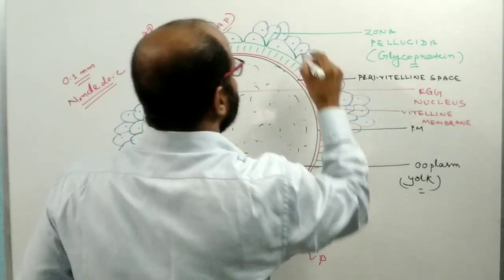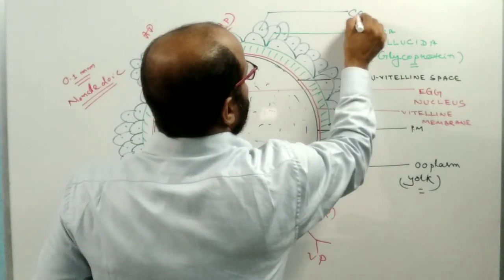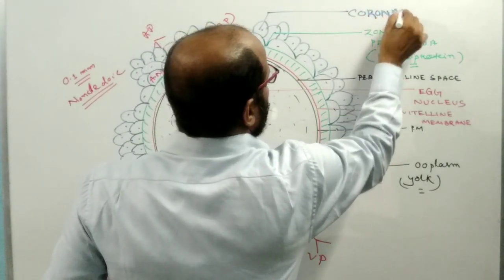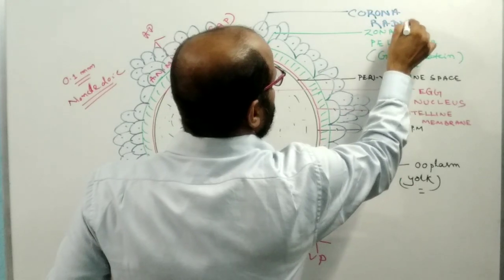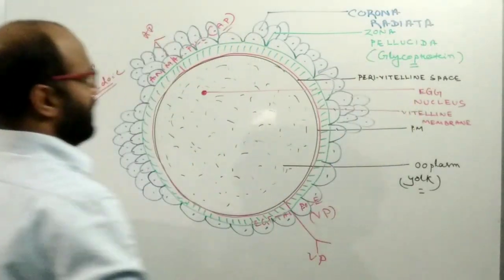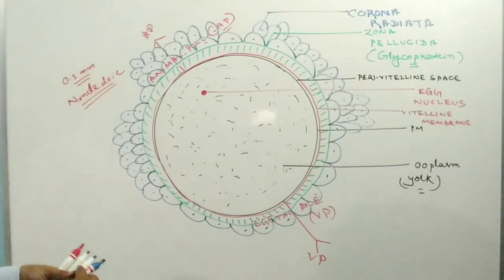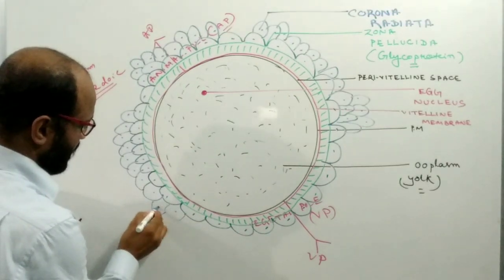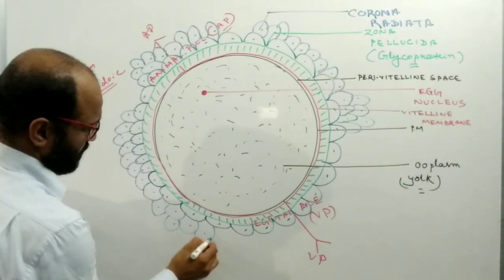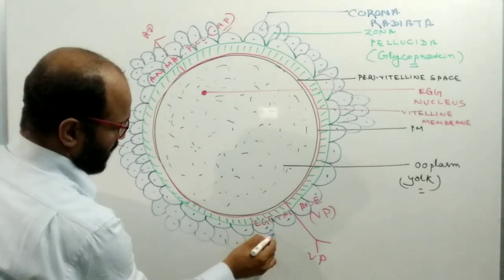So this is the corona radiata. This is the whole structure. Throughout the surface there is the corona radiata. These are the granulosa cells.